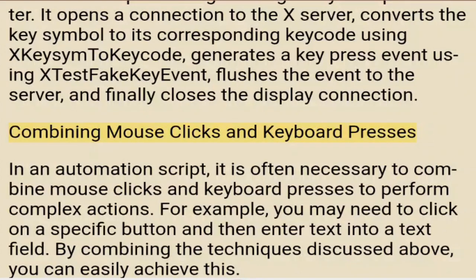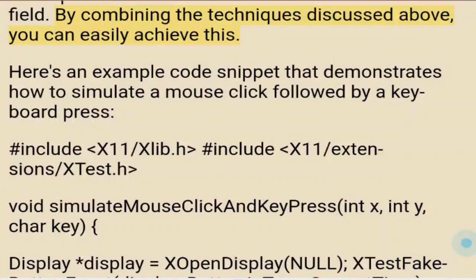Combining mouse clicks and keyboard presses. In an automation script, it is often necessary to combine mouse clicks and keyboard presses to perform complex actions. For example, you may need to click on a specific button and then enter text into a text field. By combining the techniques discussed above, you can easily achieve this. Here's an example code snippet that demonstrates how to simulate a mouse click followed by a keyboard press.